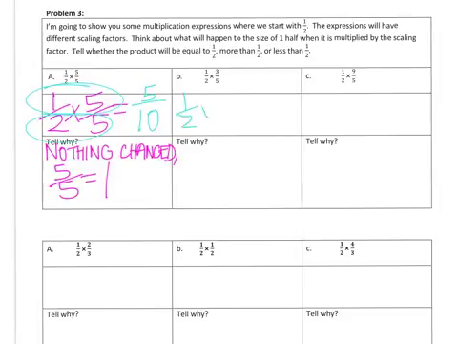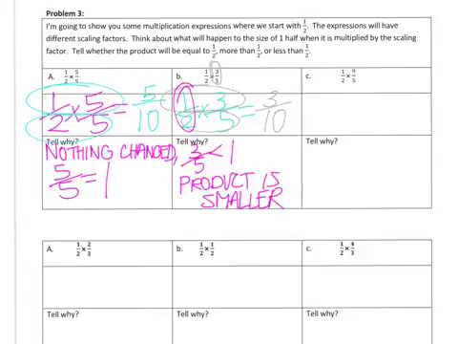1/2 times 3/5. Let's multiply across. 1 times 3 is 3. 2 times 5 is 10. 3/10. Well, is 3/10 more than half, less than half, the same? 3/10 is less than half, which makes sense because 3/5 is less than 1. So of course we're going to end up with a smaller number than what we started with, and we started with 1/2. Because if you multiply by less than 1, your answer is smaller. So if you multiply by anything that's less than 1, your product will be smaller than what you started out with. We started out with 1/2, and we ended up with 3/10, which is a smaller number because we multiplied by something less than 1.